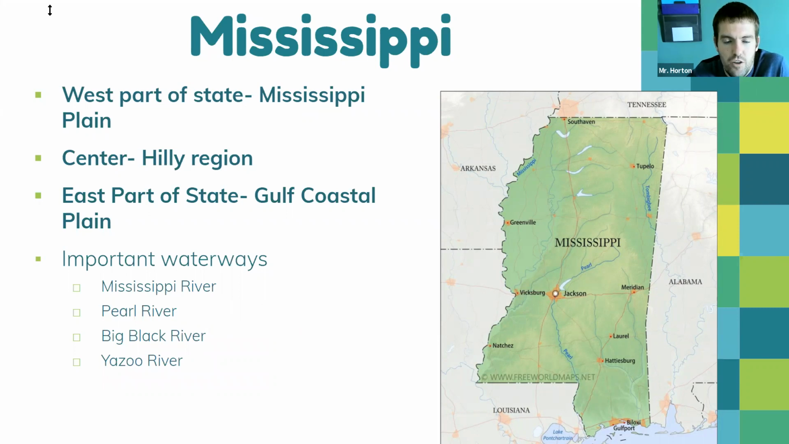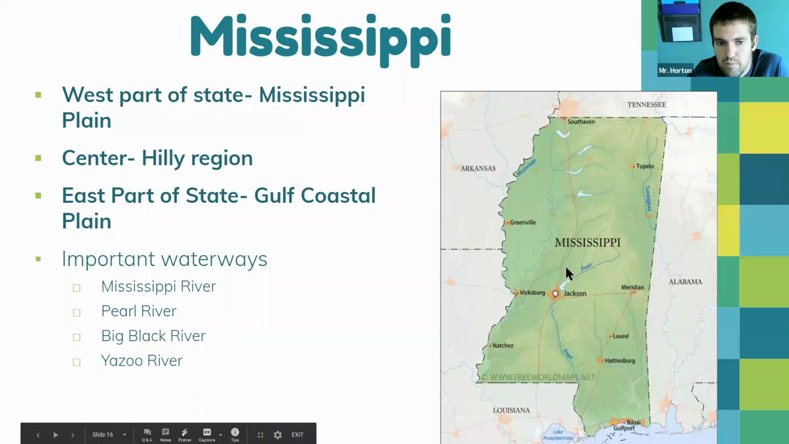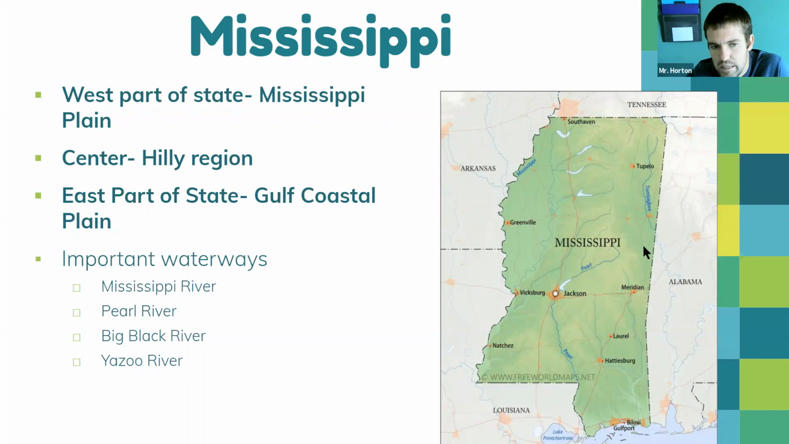The three regions are, on the west side of the state, the Mississippi Plain, so you have a lot of flat land there. In the middle part, you have a hilly region. And in the east part, along the coast, you have the Gulf coastal plain, again flat land closer to the Gulf Coast. Some important waterways include the Mississippi River, the Pearl River, the Big Black River, and the Yazoo River.